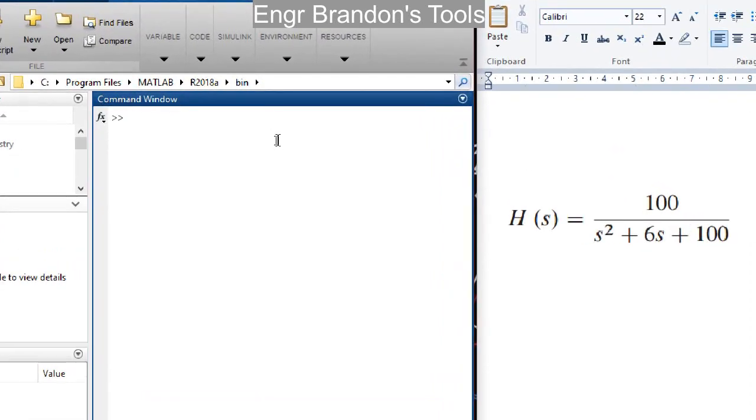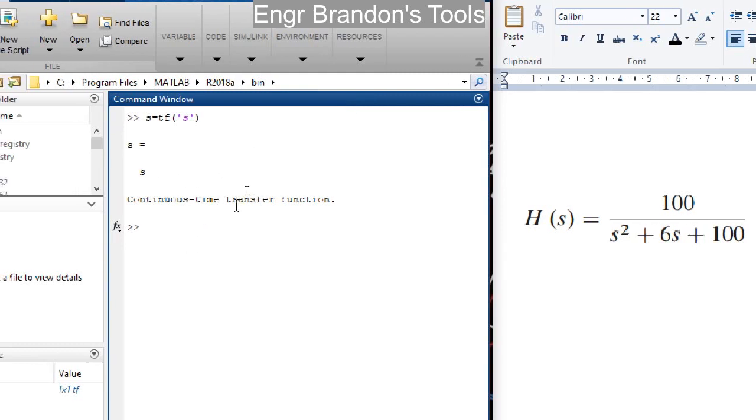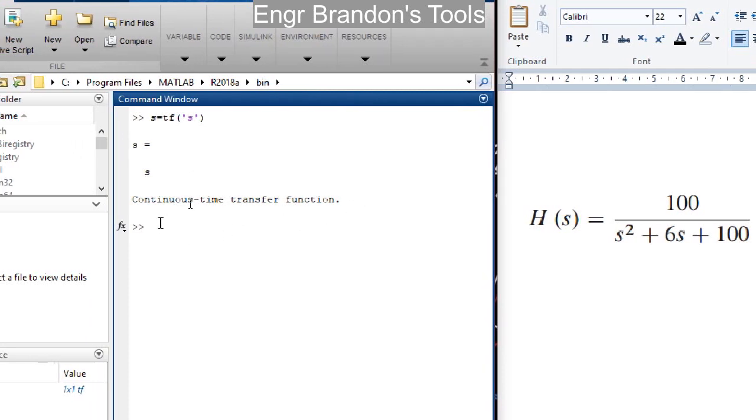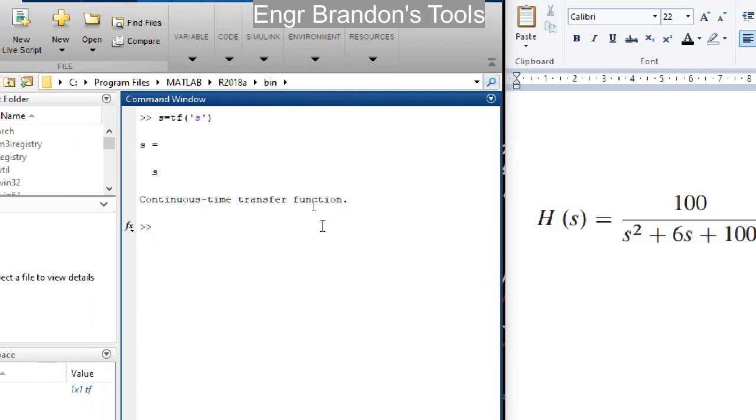We are first of all going to define s. We are going to say s equals TF of s. If we hit our enter button, we are going to see that s has been defined as a continuous time transfer function.